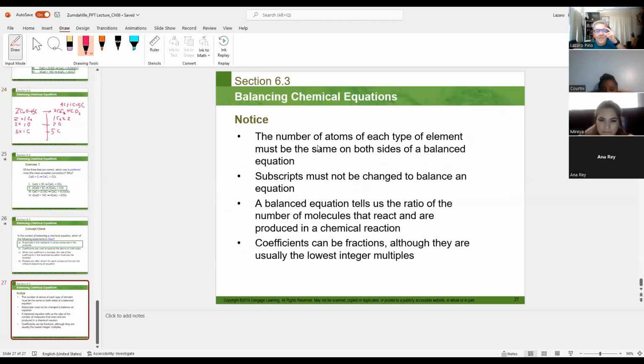Well, balancing chemical equations. The number of atoms of each type of element on each side must be the same in both sides. Remember why? Because matter is not created or destroyed, only transformed. Subscripts must not be changed. The ratio of the number of molecules, okay? And the coefficients can be fractions.